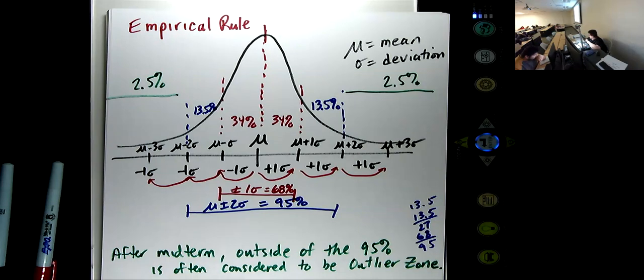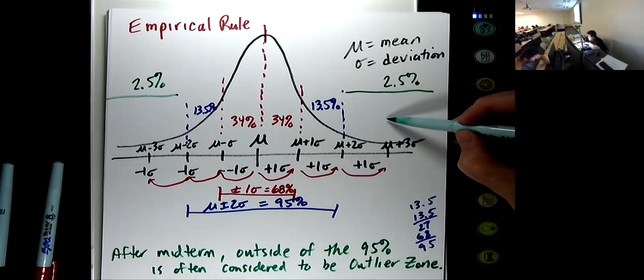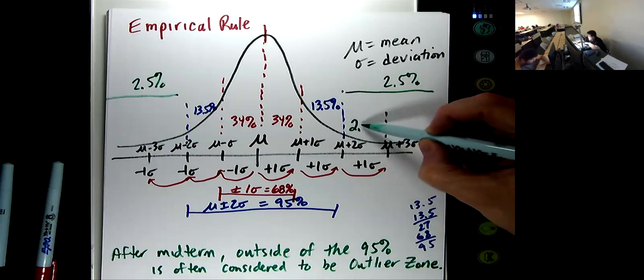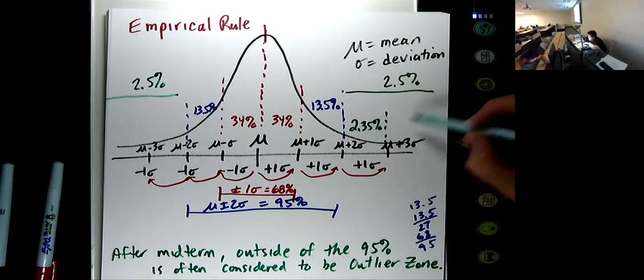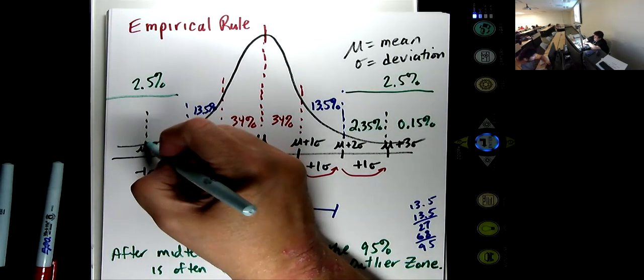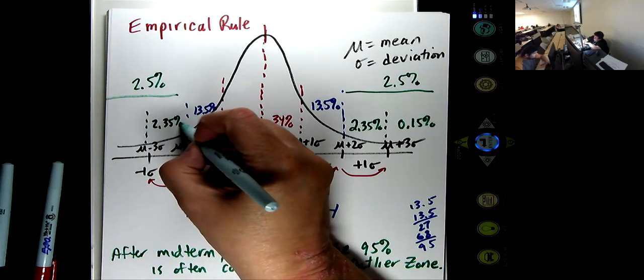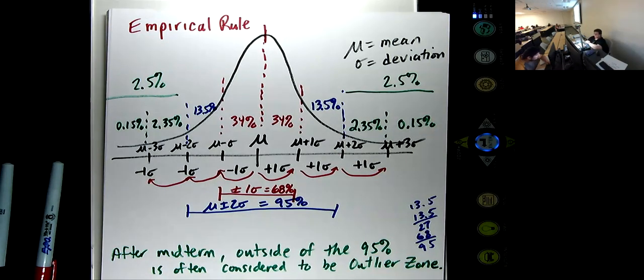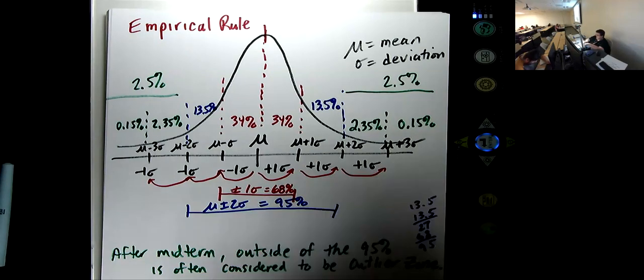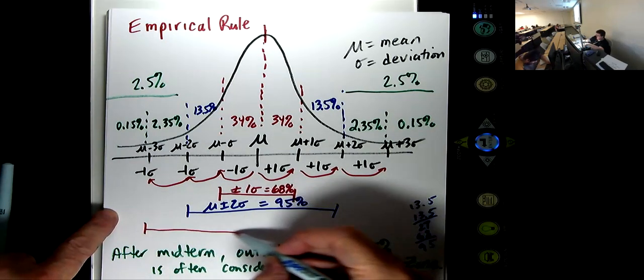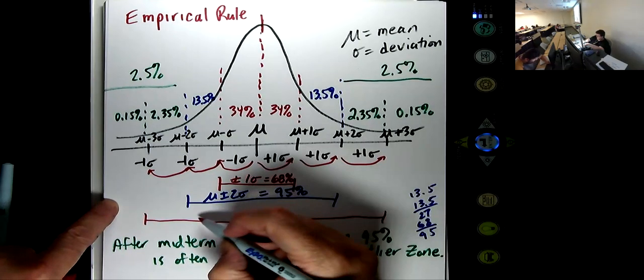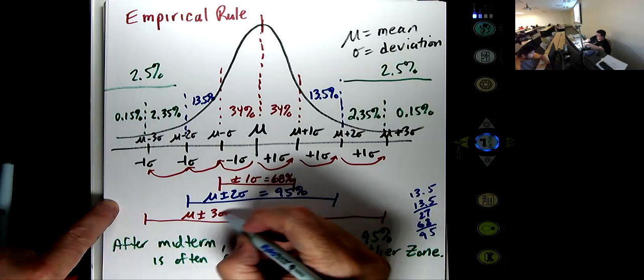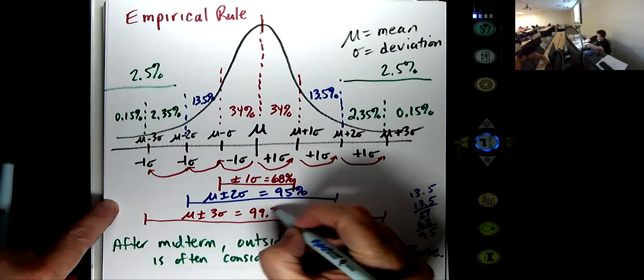So what are the final percentage breakdowns out here? In this region right here, we have 2.35% and 0.15%. And this is on both sides. Such that when we do 3 deviations, mu plus or minus 3 deviations is 99.7% of the data.